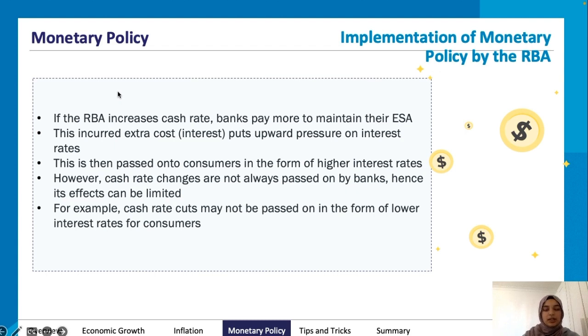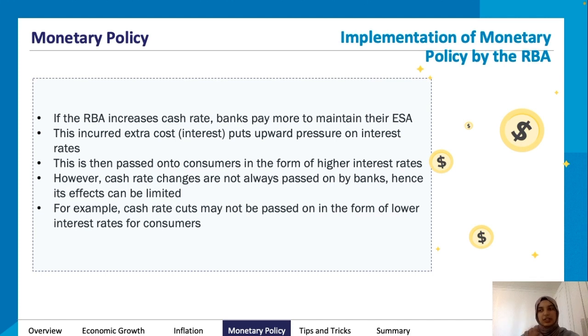Okay, yeah, so if the RBA increases the cash rate, banks pay more to maintain their exchange settlement accounts. Okay, so it's very important to note that down in terms of this idea that the interest rate for the bank is not the same interest rate that we have, it's the cash rate, and then they can choose whether they pass that on or not. That's why sometimes you'll read articles where it says ANZ or NAB or Westpac have actually transferred or passed on the cash rate increase onto the interest rate. So this incurred extra cost, which is the interest, puts upward pressure on the interest rates.